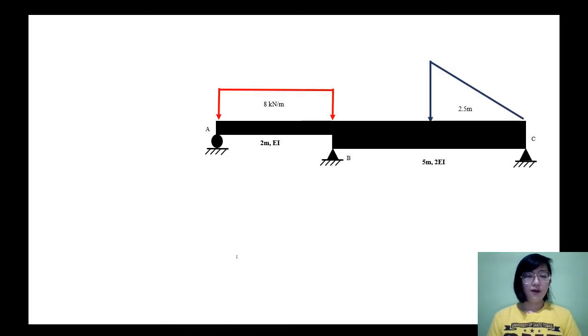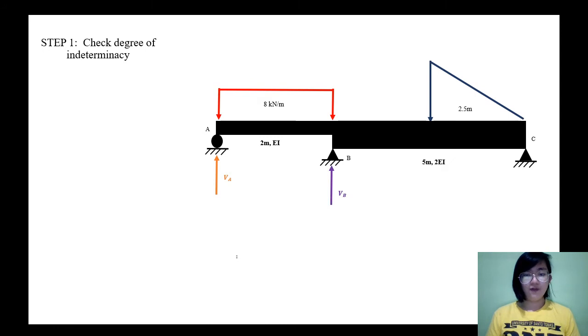For our first step, check the degree of indeterminacy. But before we check that, let's identify first the support reactions. We have VA at point A, VB at point B, and VC. So let's check the degree of indeterminacy. The formula is the number of unknowns minus the equilibrium equations. We have three unknowns, VA, VB, and VC, and two equilibrium equations, the summation of vertical forces and the summation of moments. So DI is equal to 1.